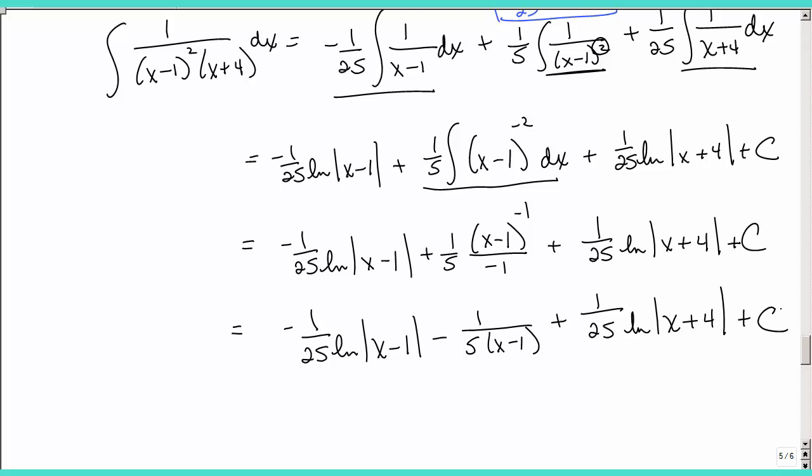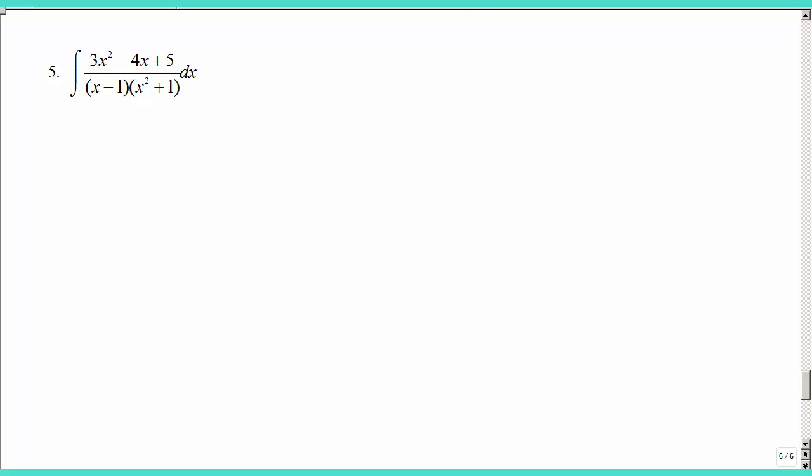And so that is how you do a problem with repeated linear factors. Okay. This next problem, again, it's already in factored form for you. This factor is quadratic, but you cannot factor it any further. It's the sum of two squares. That does not factor. Right?